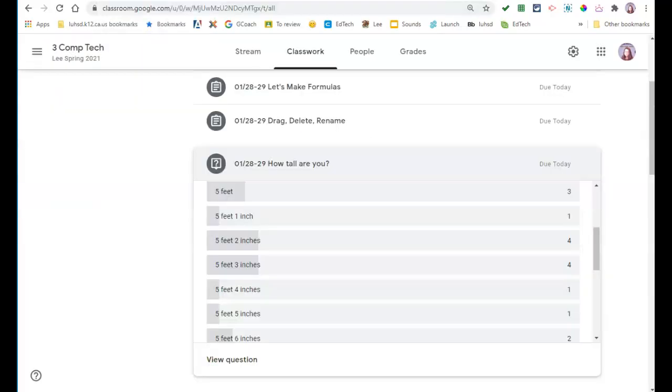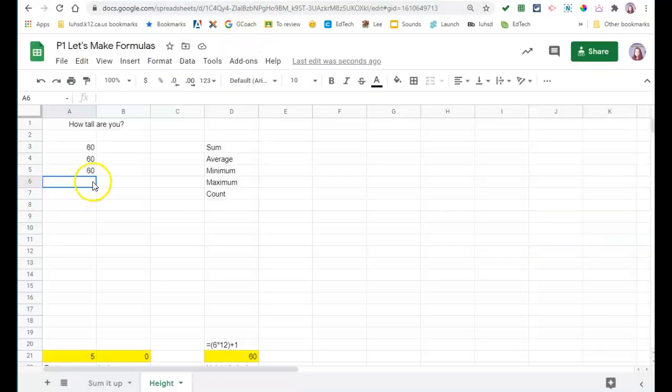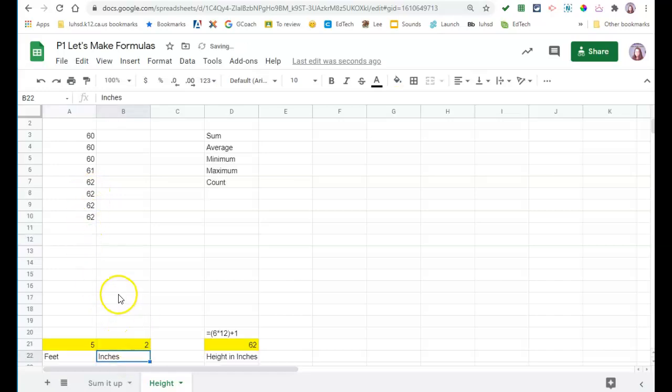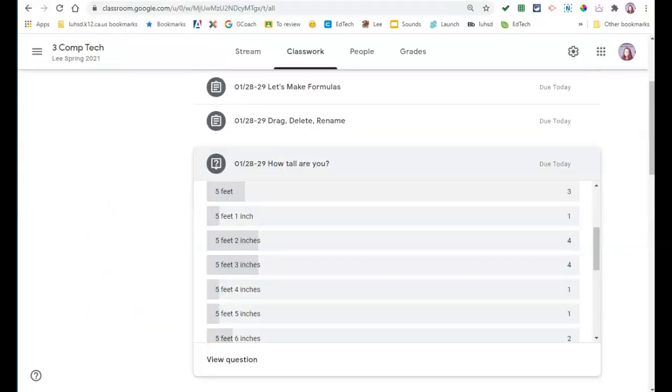All right, next. One person says they were 5'1". 4 people said 5'2". So I'm adding 4 62s. I'm just making sure that's correct. Yes, that is correct.